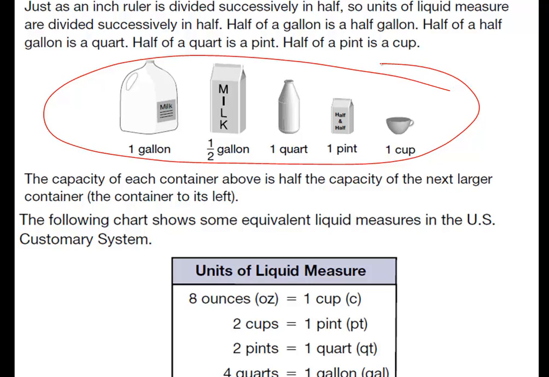The following chart shows some equivalent measures in the U.S. again. So if you go back up to the top, this cup is 1/2 of this. This is 1/2 of a quart. 1 quart is half of a half gallon, and a half gallon is half of a gallon.